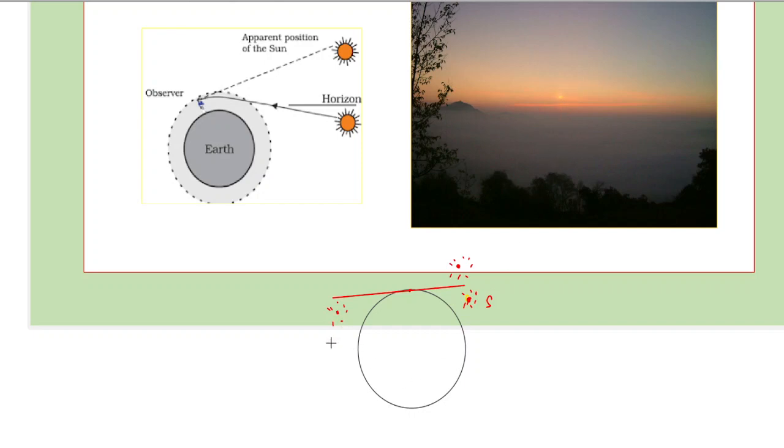Even here also, suppose the sun is already set, but because of refraction, the sun appears to be still not yet set. This is called late sunset. So early sunrise and late sunset is because of refraction only.